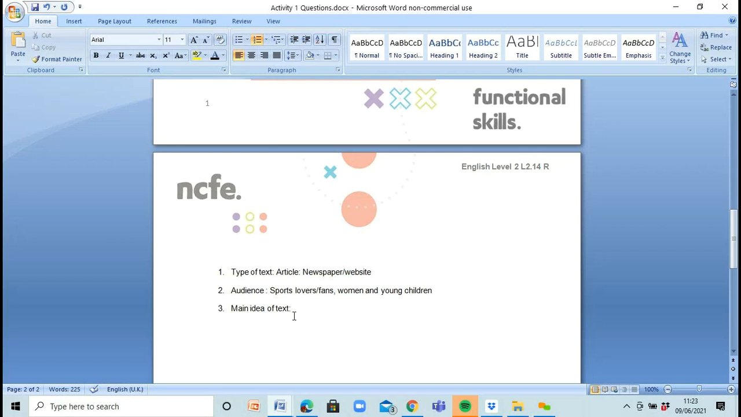There you go. So the main idea of this is to inform and explain this young lady's career. And I would also say that it describes what sort of selection is happening in England. So it describes the selection.